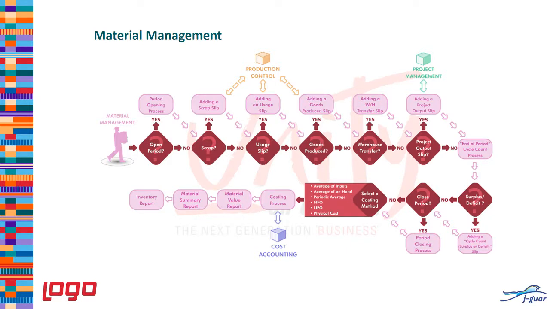Now, as you can see, material management is interacting with production control, project management, and also cost accounting, and it also interacts with sales and purchasing departments accordingly. The most important thing is that the period opening will be started and the related slips entering into the system, with their approval levels inside the cycle. And at the end, when we want to do the costing at the end of the period, we have operations to run the costing according to all the transactions entered. And when it's all done and everything is approved, we can close the periods for improved performance. And you can take your material value reports, material summary reports, and inventory reports accordingly.